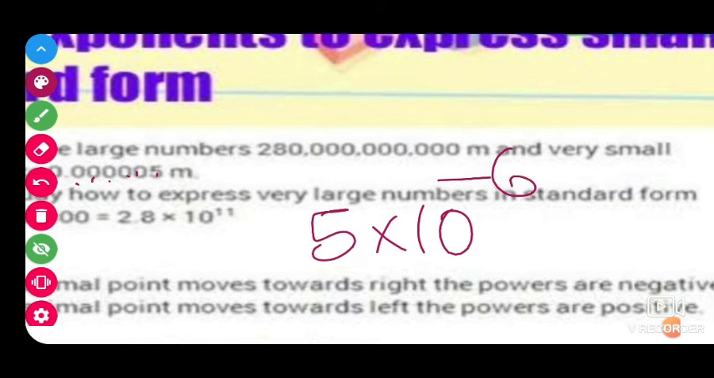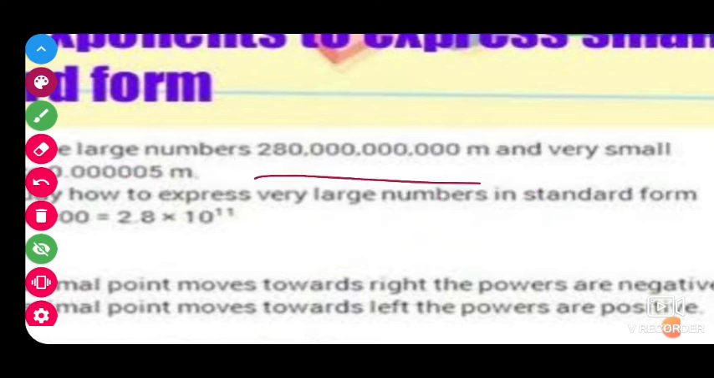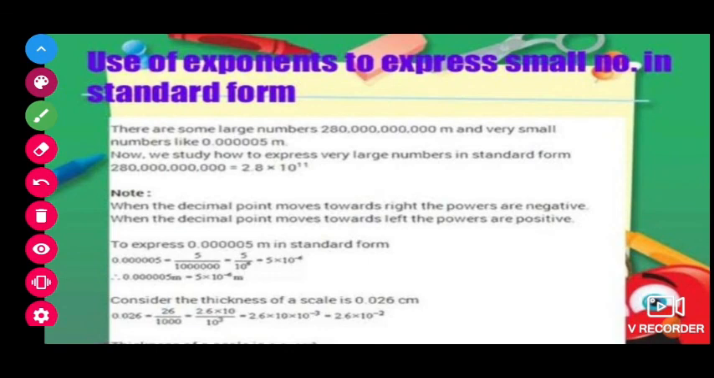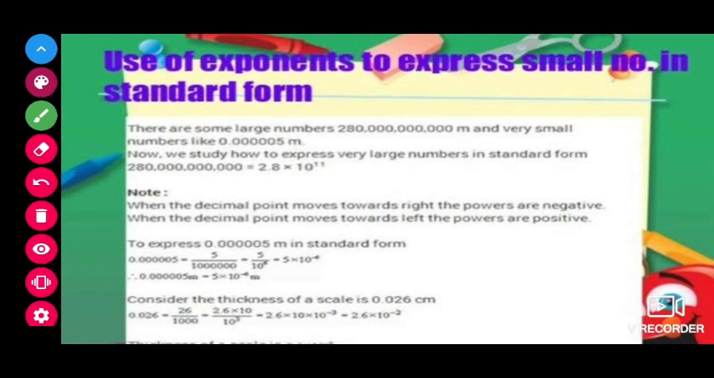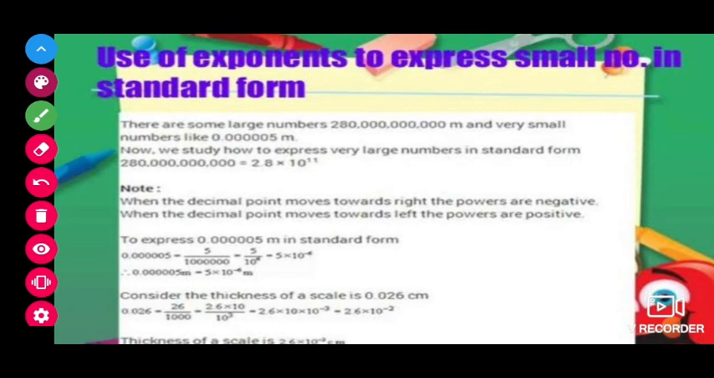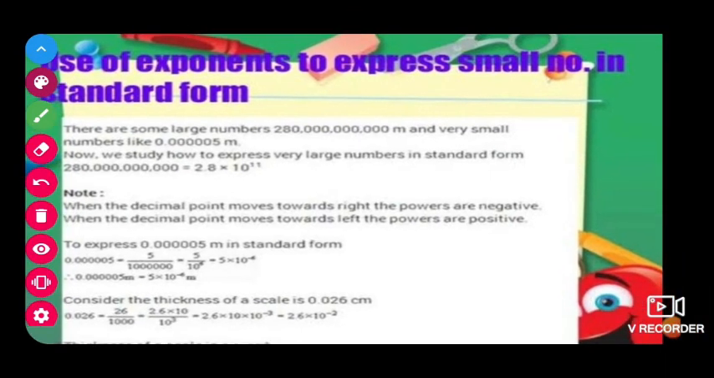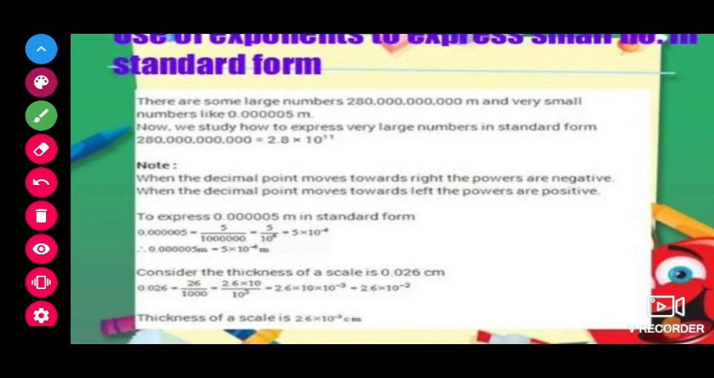Always keep it in mind. This is the smallest number, so we will get minus. Whenever there is a biggest number, then we will write it with a plus. See, when a decimal point moves towards the right, the power is negative. When a decimal point moves towards the left, then the power will be positive. Here the note is there, and here one more example is also there. You just go through it. Now I'll show you the next.